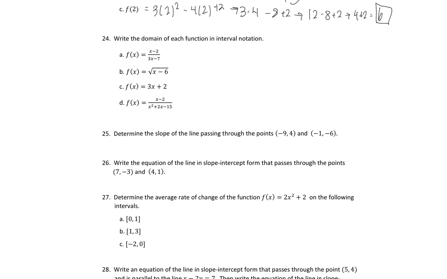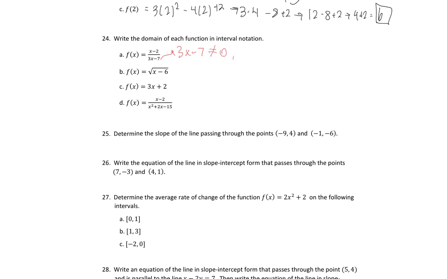Going on to the next one, we need to find the domain of each function in interval notation. Well, we have two main restrictions. Inside of a square root can't be negative, and we can't divide by 0. So in this case, we have an x on the bottom of the fraction. So I'm going to say 3x - 7 cannot equal 0.